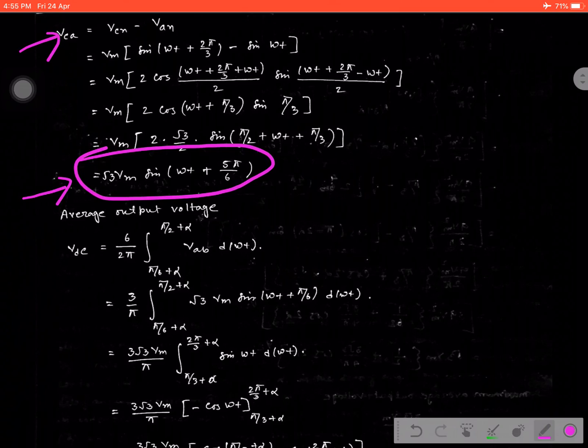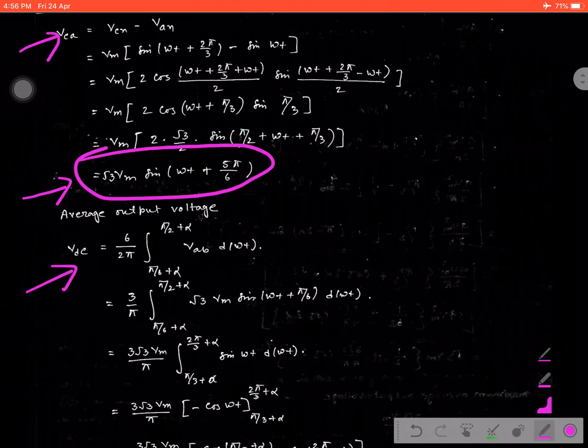So, average output voltage means, go through the picture of the output voltage waveform where VAB appeared, and as I have discussed before, it was confined between two regions. Similarly we can write the expression VDC equal to 6 number of peaks, that is 6 by the total complete cycle, 6 by 2 pi, integration of the particular peak, that is we have taken here VAN. This peak is confined between the region pi by 6 plus alpha to pi by 2 plus alpha, as I have discussed before.